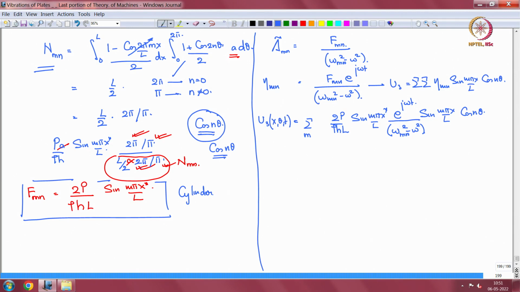So now given this situation, what is u3 at x star, theta, t? That is sigma over m of twice P by rho h L, sine m pi x star by L squared, because this also becomes the same, cos n theta e to the power j omega t by omega mn square minus omega square.